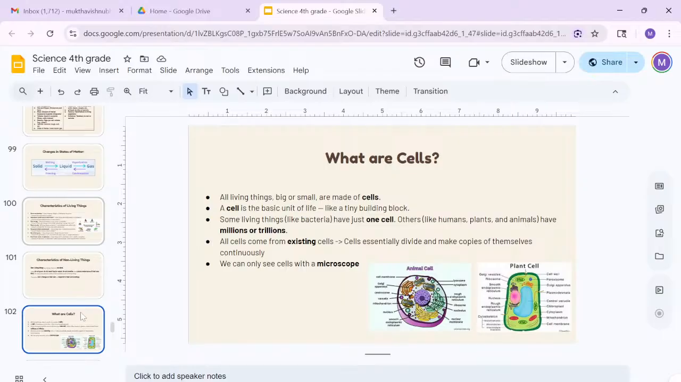There's a bunch of steps involved when a cell reproduces or splits apart. A cell makes a copy of itself, and then it splits apart. We can only see cells with a microscope, and here is how cells in animals look, and cells in plants look.